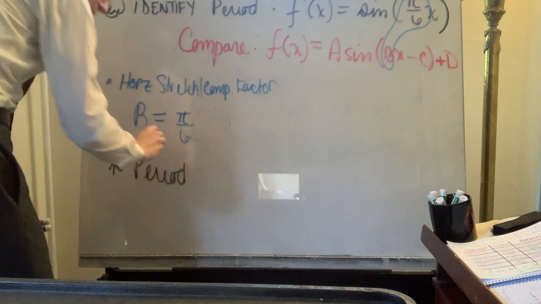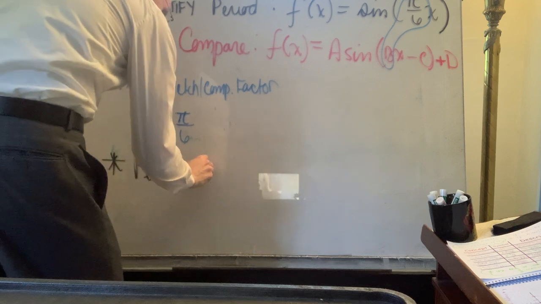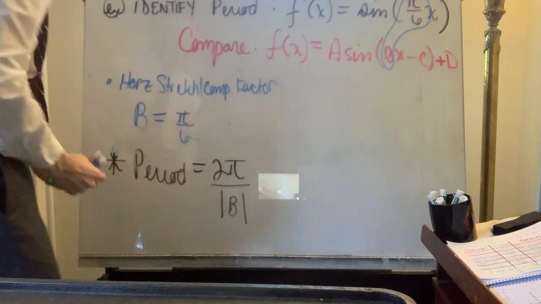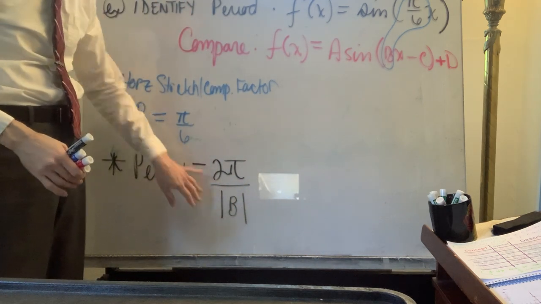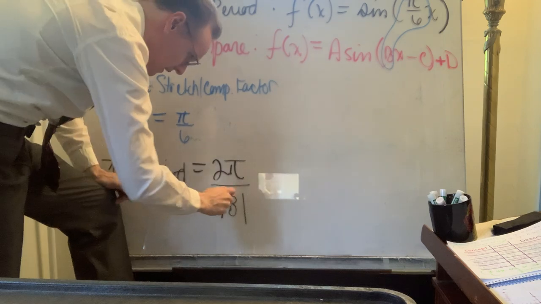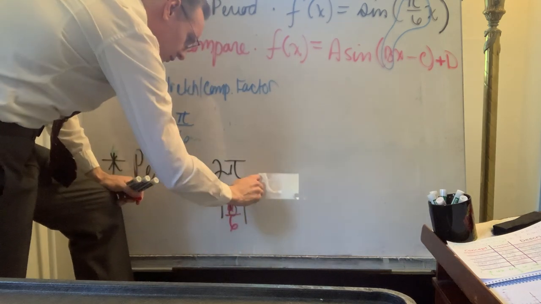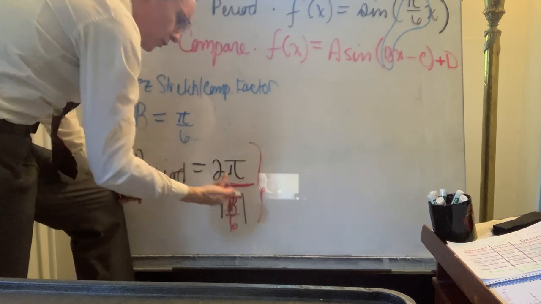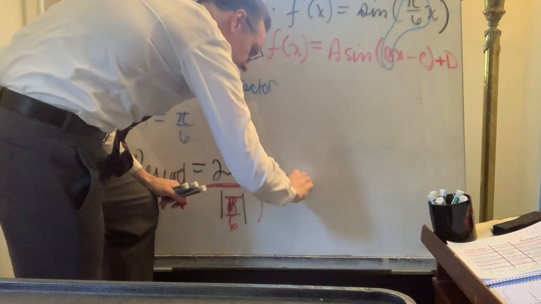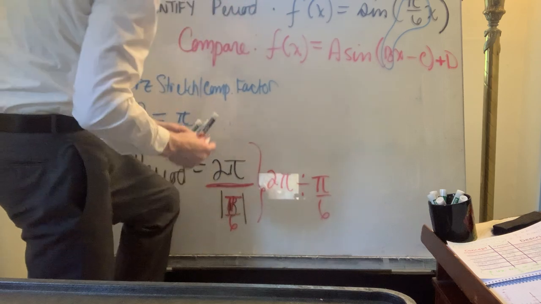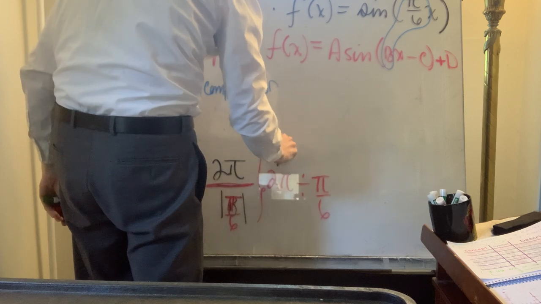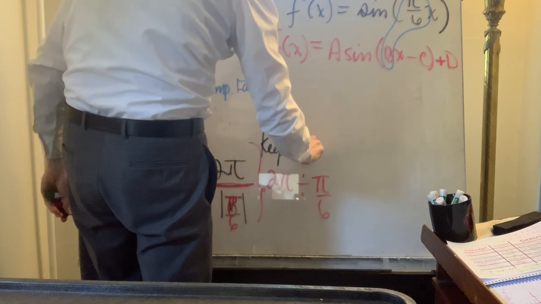The period is equal to, in the case of sine or cosine, 2 pi over the absolute value of B. So what you're going to end up with is something of a complex fraction if you just substitute the value of pi over 6 in here. Realize that this is division, and that you can alternatively write it horizontally rather than stacked. So that would be 2 pi divided by pi over 6, right? And remember, when you're dealing with fractions, the old thing is keep change flip.